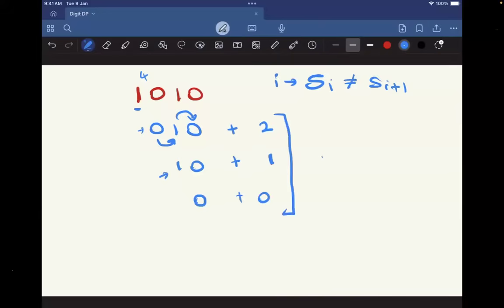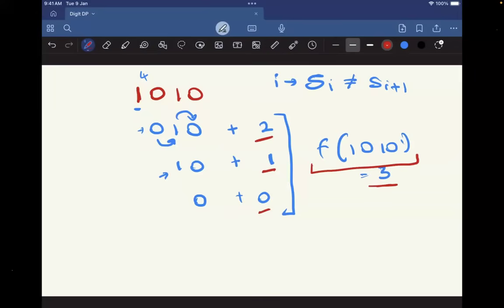So my score, or f of this 1010, is 3 because the maximum possible answer here is 3. There are many possible operations you can do, but the maximum possible answer is 3. We need to find f of this string. Okay. Is this problem clear, guys? What do we need to find?